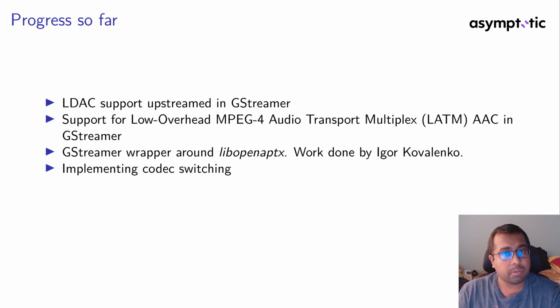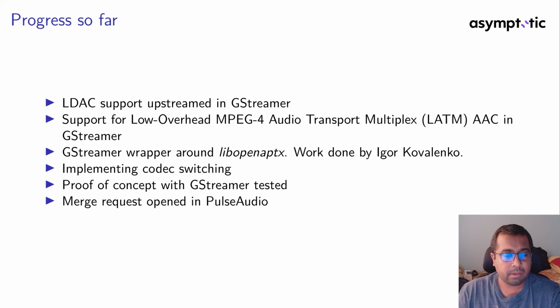Then we had to implement codec switching. And just as we talked a bit earlier, this is where the messaging API comes into picture. The codec switching is implemented using the messaging API. We had a proof of concept running with all the codecs via GStreamer.